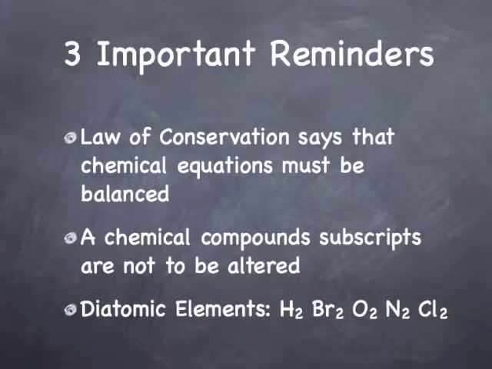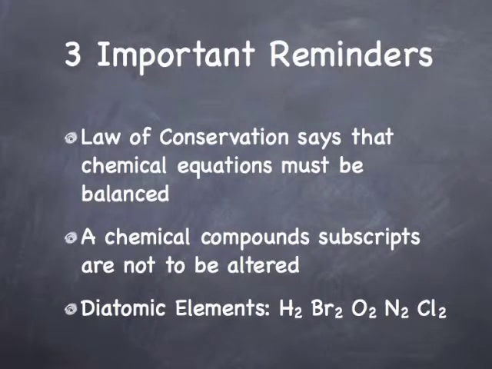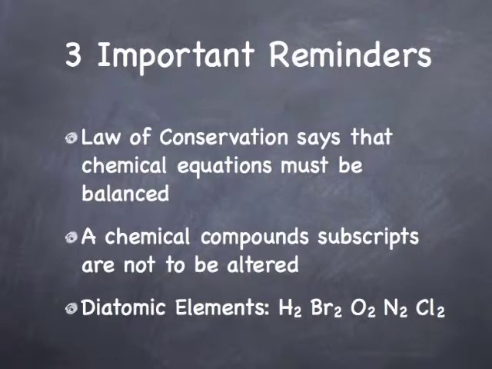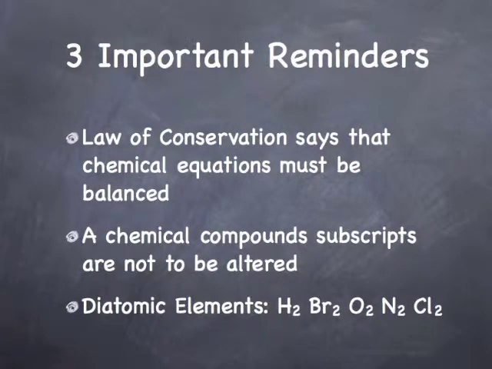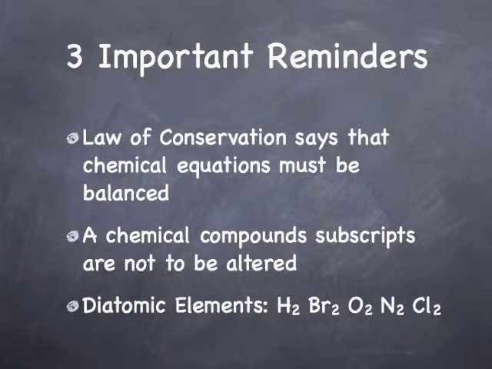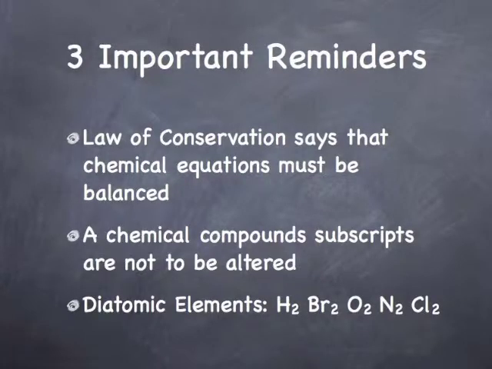This brings us to 3 important reminders before we learn how to balance equations. The first is the law of conservation, which we've talked about. The second is that a chemical compound with subscripts is not to be altered. Remember, they're a family. A compound stays the exact ratio that it already is written in. Also, diatomic elements come in pairs, such as hydrogen, bromine, oxygen, nitrogen, chlorine, iodine, and fluorine.